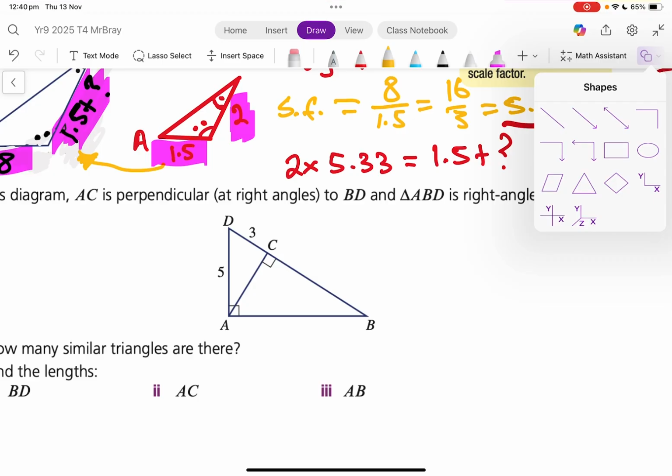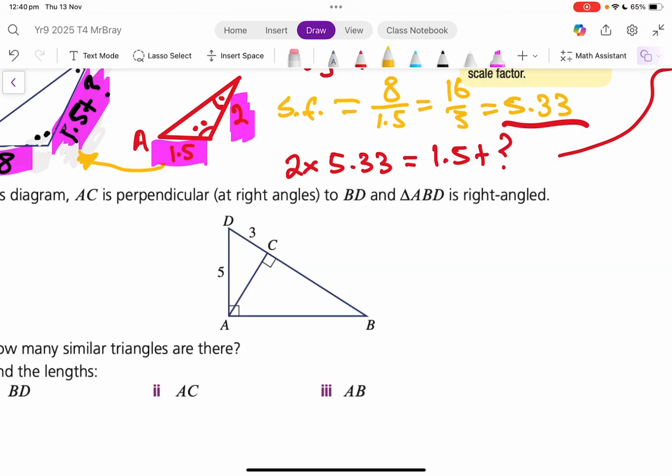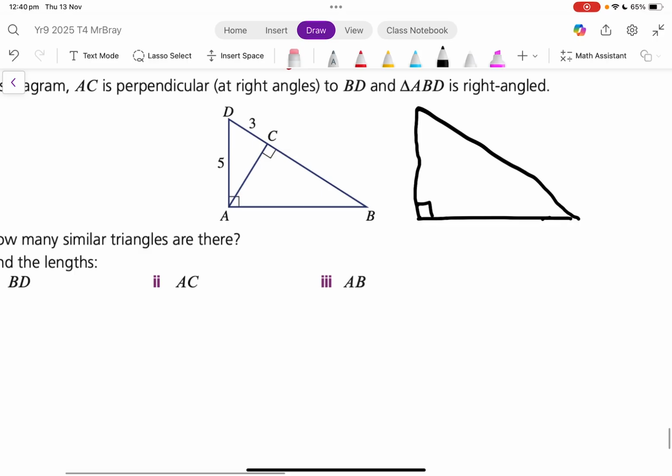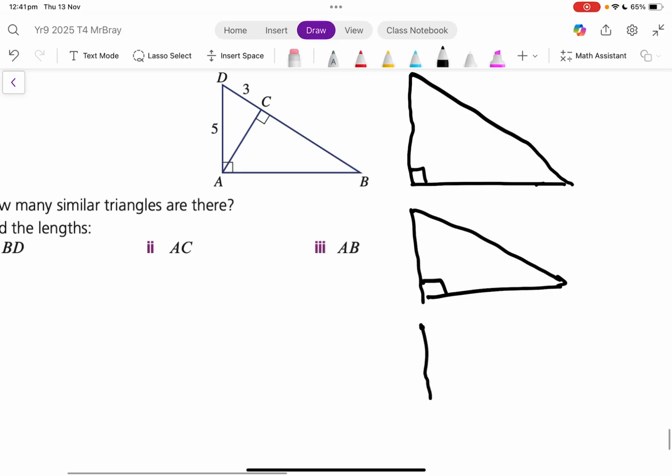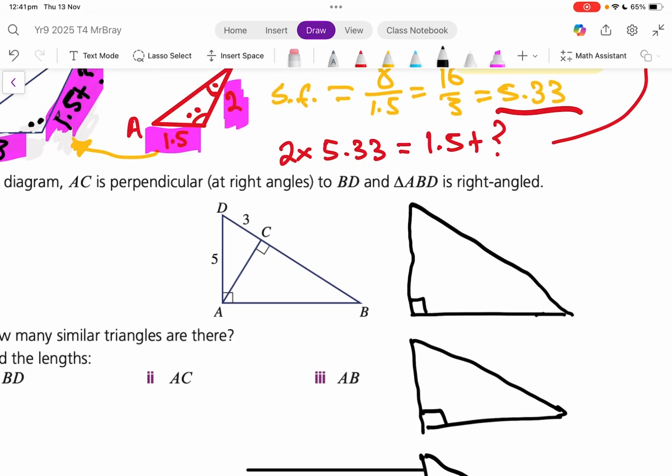So essentially though, we've got three right angle triangles. So we're going to have a slightly larger right angle triangle, about a medium-sized right angle triangle, and then a slightly smaller right angle triangle. All right, so let's start with the big one. That would be this one here.